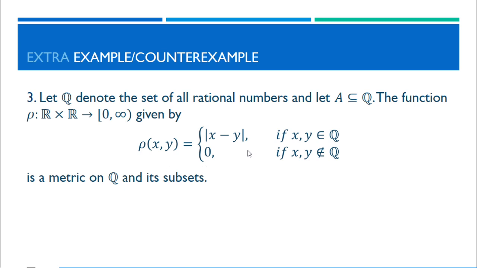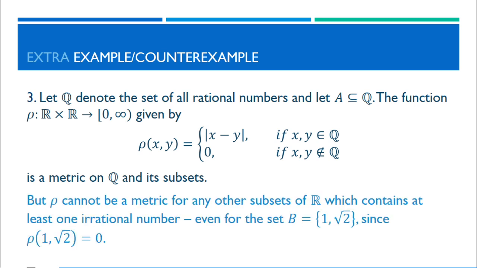See what trick we are doing here. We are defining it in such a way that it's the absolute value of x minus y if x and y belong to Q, and on other points of R, we are saying it's equal to 0. When it's rational, it's equal to the absolute value of x minus y. When it's irrational, it's equal to 0. So using this particular function, it's a metric on Q. But the very interesting fact is, it will not work as a metric on any subset which has at least one irrational number.